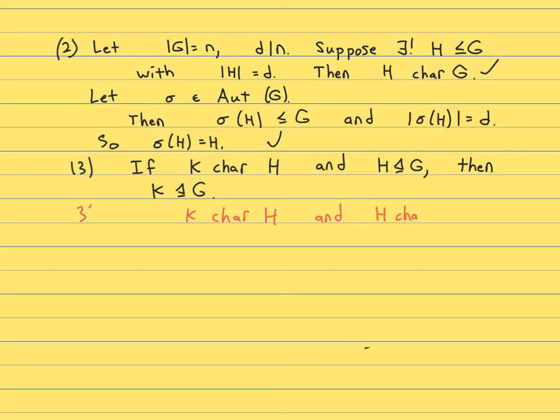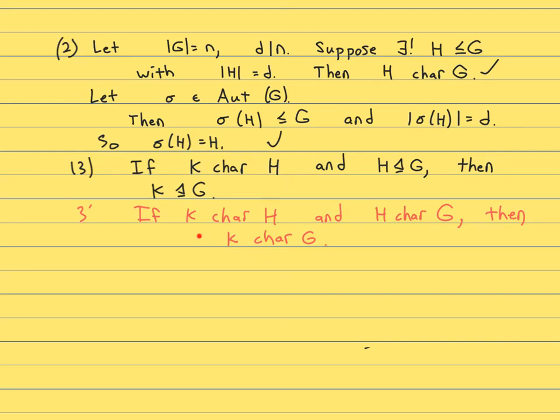Well, what happens if I strengthen both hypotheses? Can I strengthen the conclusion? Is the property of being characteristic a transitive property, or a transitive relation? It turns out this is true, and I might assign it as a homework problem. If K is characteristic in H and H is characteristic in G, then K is characteristic in G.